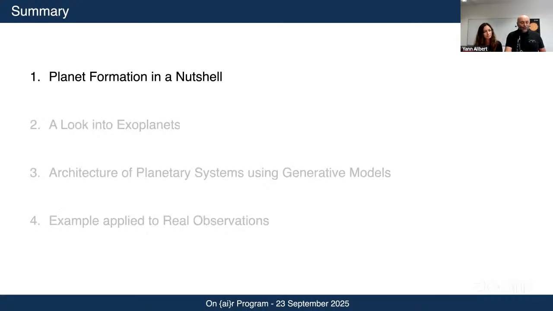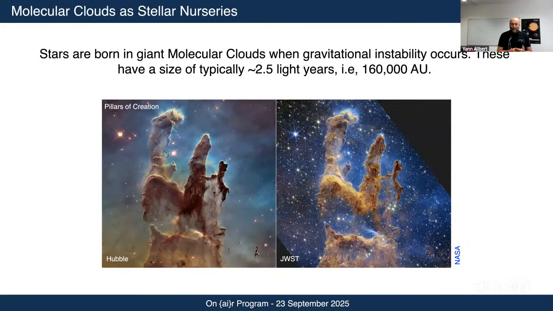So to start with, planet formation in a nutshell. Planet formation actually starts after star formation, so to understand planet formation, we first need an understanding of star formation. What we know is that stars are born in giant molecular clouds. You have here some images of what are called the Pillars of Creation, a very huge giant molecular cloud, observed first with Hubble on the left and then with the James Webb Space Telescope on the right.